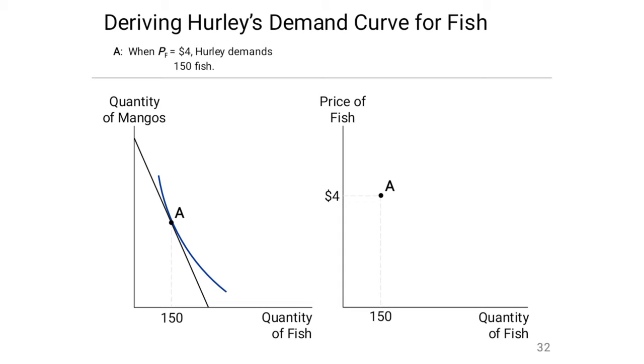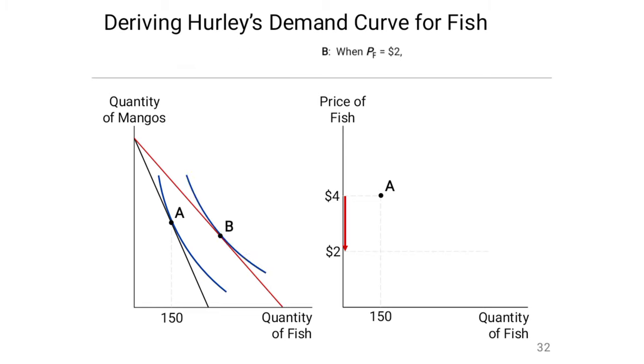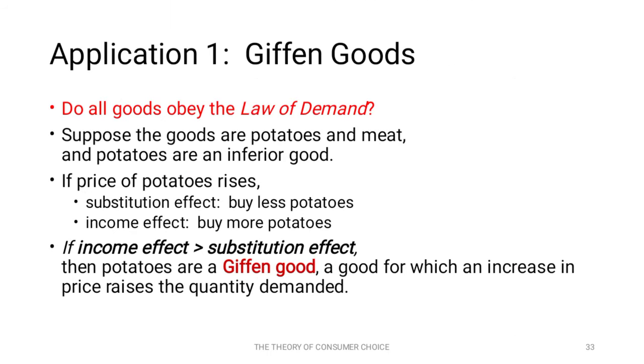So how is the demand curve for fish derived? This one is just what we have explained. It talks about the move from this point to this point, which is a decrease in price. You can see what happens here: a decrease in price from $4 to $2 increases the quantity demanded from 150 to 350.